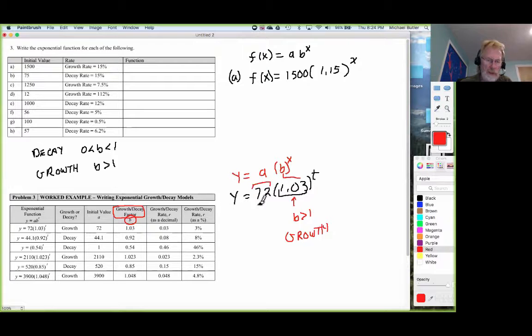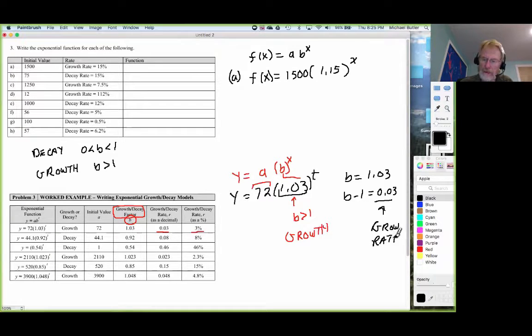Okay. So now they want to know what the growth rate or decay rate is. They're asking for it in 2 ways, just to make sure you remember how to work with decimals. They want it as a decimal number and as a percentage, okay? Well, take a look. What was b equal to? Well, b was equal to 1.03. So how much bigger than 1 was it? Well, b minus 1 is going to be equal to what? 0.03? Yep, 0.03. So this number right here, that's the growth rate. That's how fast you're growing.